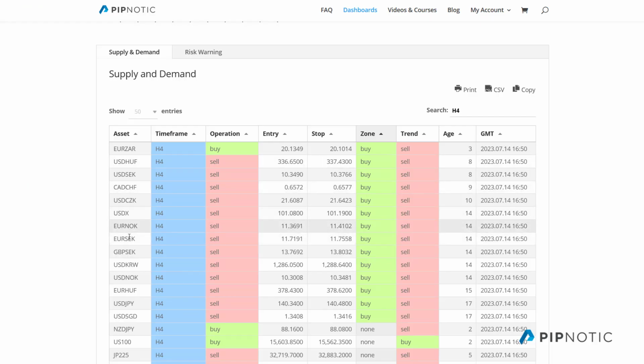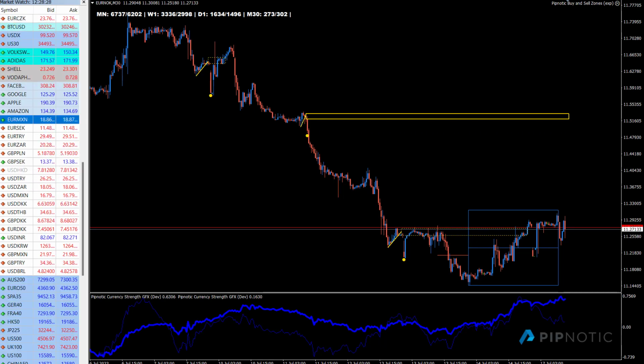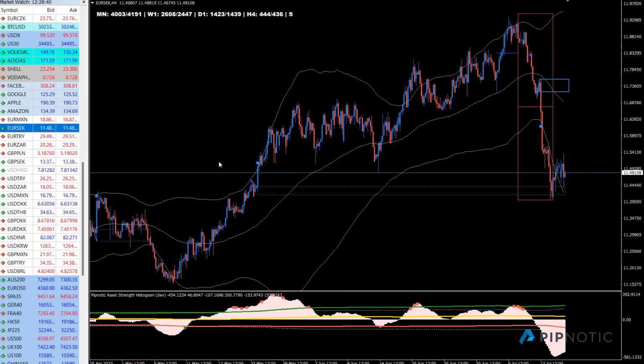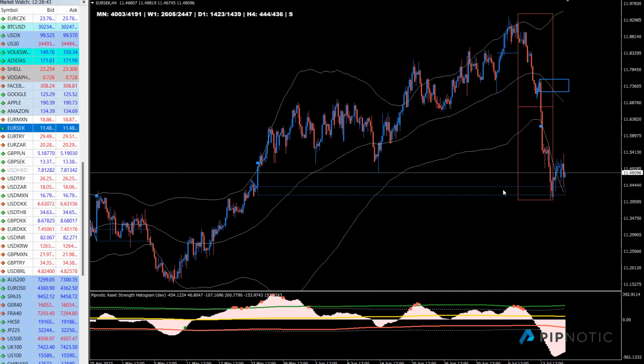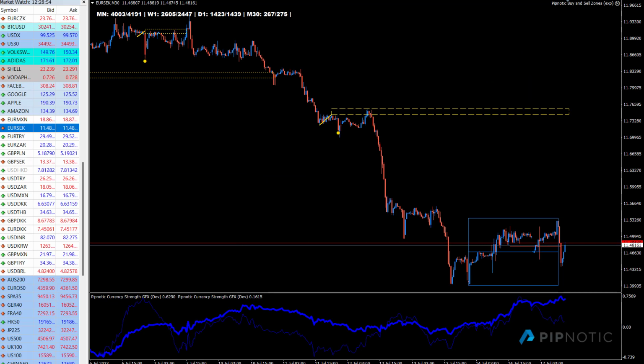Then we'll move on to the Euro Swedish Krona. Euro Swedish Krona, where are you? Okay, so we've got the Euro Swedish Krona. This is what we look like. Reacting at this 4-hour demand beyond the buy zone. Price inefficiency above price, so this will likely fill. And so here, we're starting to see it in form now.